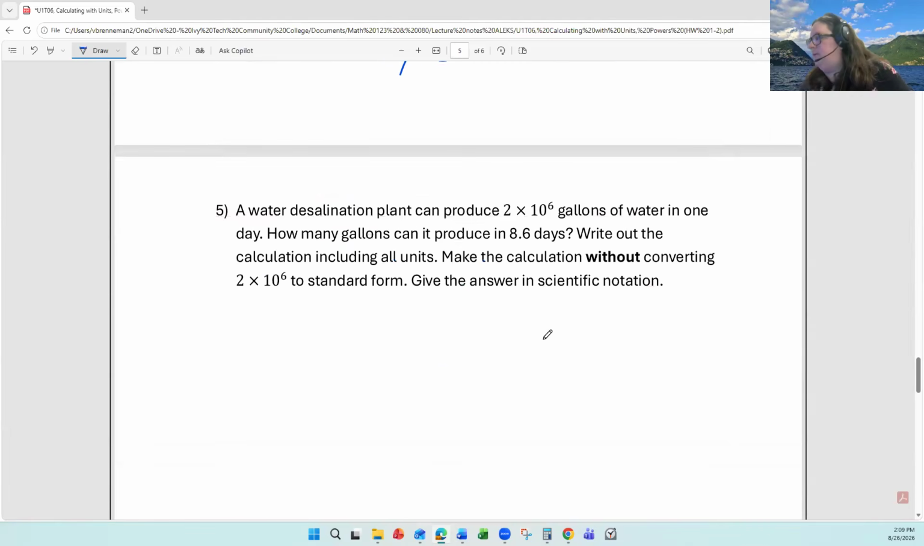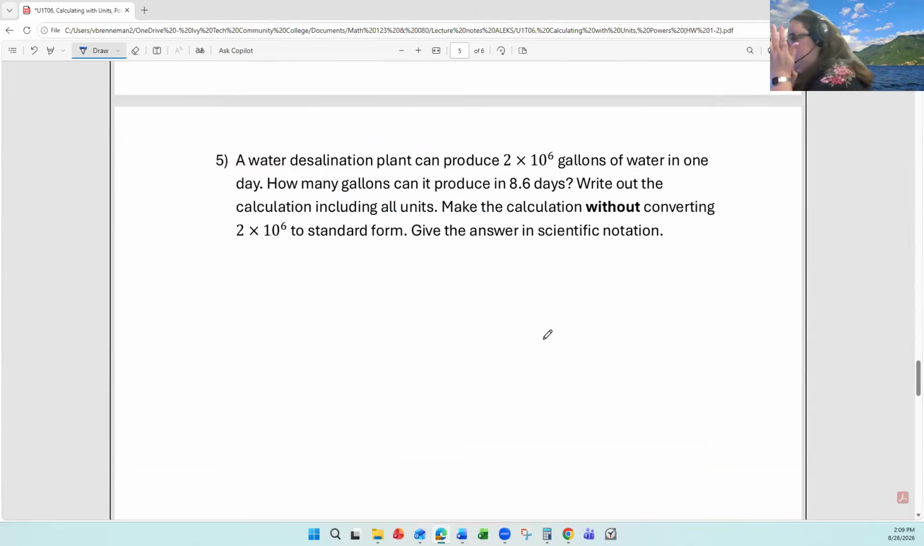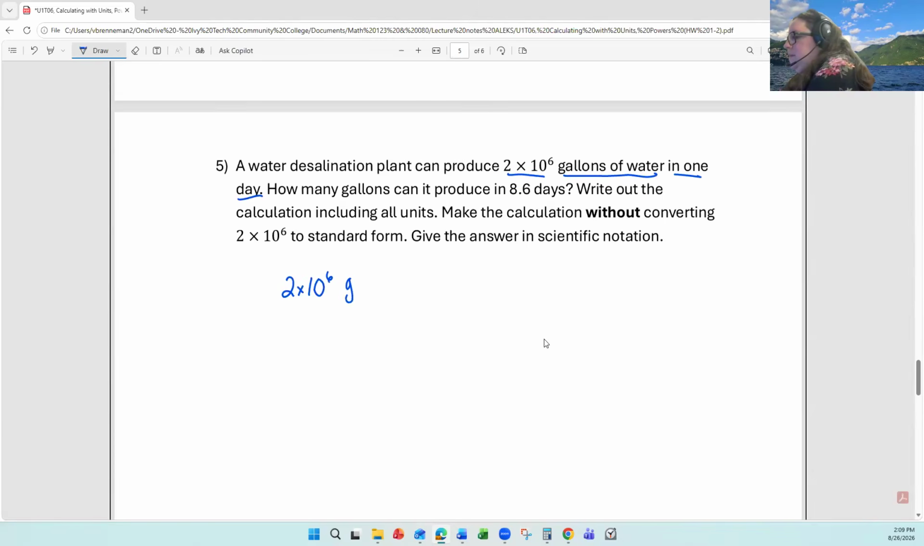Then number 5 here, you have to figure out the calculation to do with this word problem so that units can be involved there and then do the calculation. And while you can do it by converting to standard form and then back to scientific notation, that's not necessary. So if you can learn how to do it without, that will save you some time. So we have 2 times 10 to the 6th gallons of water in 1 day. So 2 times 10 to the 6th, I'll write that as gallons per day.